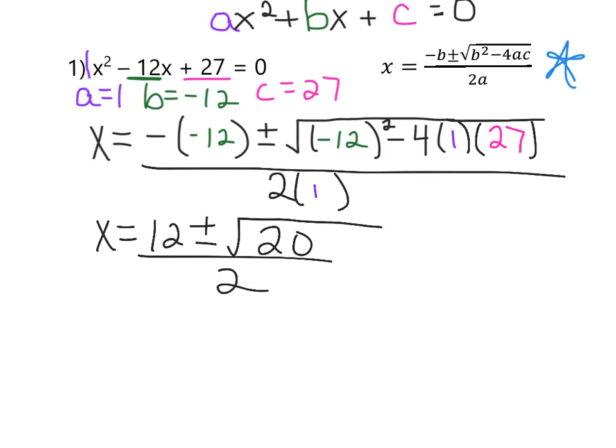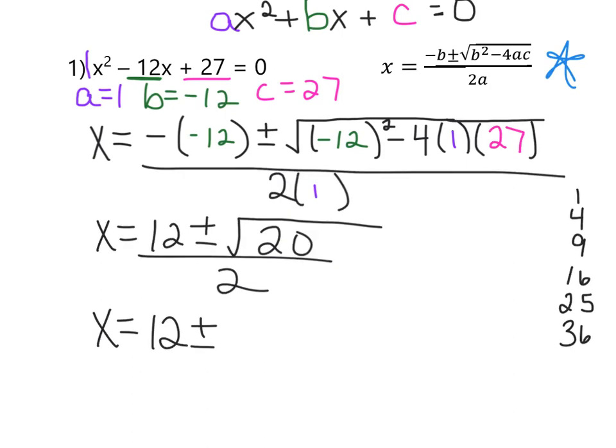So I need to simplify that 20. I need to find a perfect square that goes into it evenly. So off to the side, I'm going to list my perfect squares, and I'm going to start dividing that 20 by the largest one that could possibly go into it, which would be 16. When I divide it by 16, I get a decimal, so it's not 16. When I divide it by 9, I get a decimal, so it's not 9. But when I divide it by 4, I get a nice whole number of 5 because 4 times 5 is 20. So that is what it's going to be.